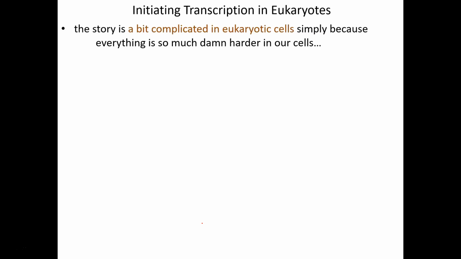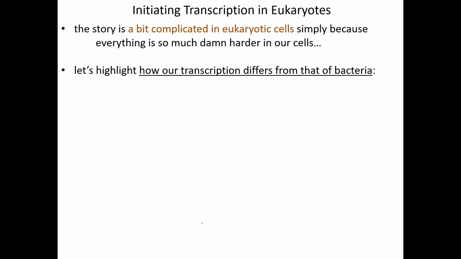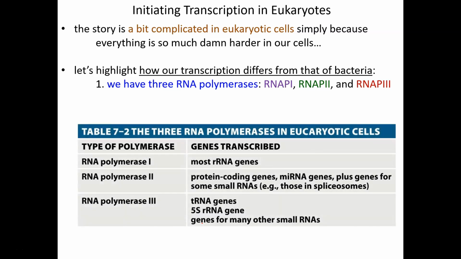All right. So, how do we start this transcription process? How do we initiate transcription in eukaryotic cells? Transcription initiation in our cells is fairly complicated because we are more complex cells in general. But let's highlight some differences from bacteria, some things that make us different from bacteria. First of all, human cells, all eukaryotic cells, have 3 RNA polymerases. RNA polymerase 1, 2, and 3. Bacterial cells have only 1 main RNA polymerase.